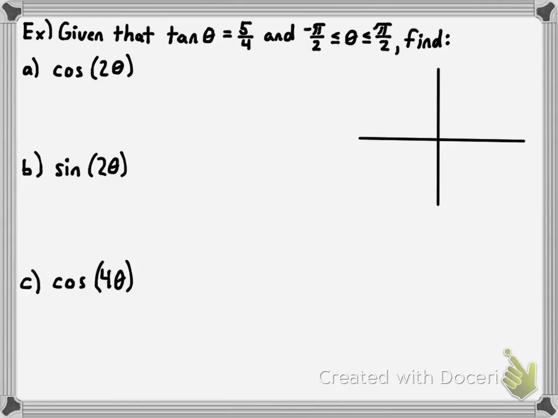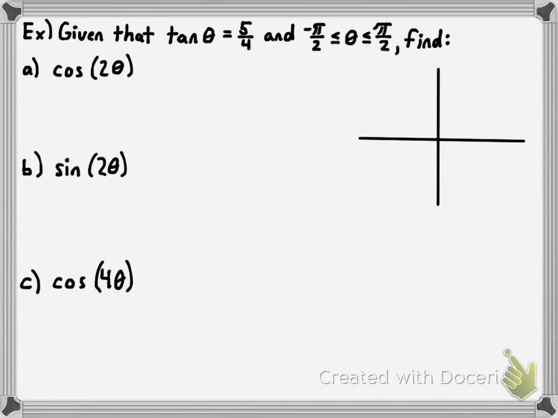All right, this time I'm telling you what the tangent of an angle theta is, and I'm giving you enough information to hopefully figure out which quadrant the angle theta is. I'm telling you it has to be between negative pi over 2 and positive pi over 2. And we're going to calculate two things that are the same from the last example, cosine of 2 theta and sine of 2 theta, but then I'm also going to throw in the cosine of 4 theta. So you actually can find the cosine of 4 theta or 8 theta or something like that using double angle formulas, and I'm going to teach you how to do that with this problem.